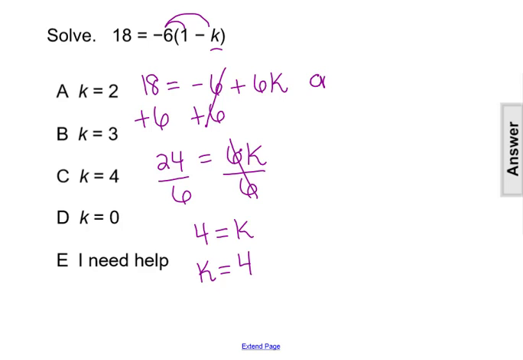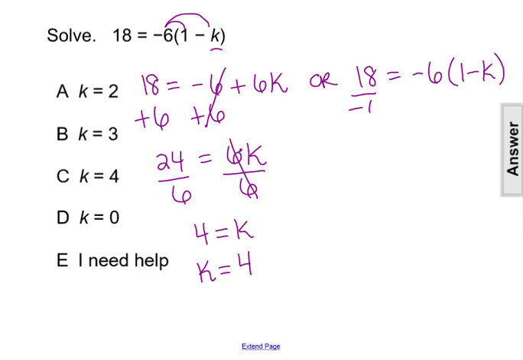But you might have said, well, if it's negative 6 times a quantity 1 minus k, the opposite or inverse of multiplication would be to use division. So some people might look at this equation and divide by negative 6 as the first step, which is completely fine. We should still get the same thing.